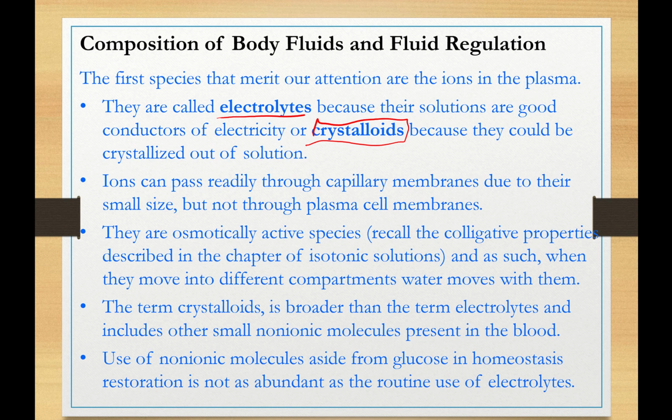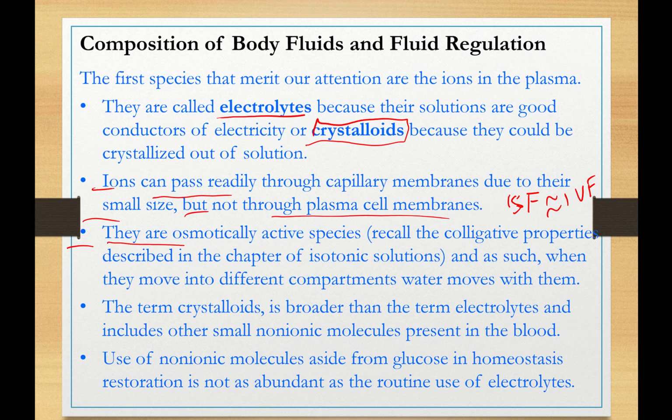Now, what are the properties of electrolytes? We are already familiar with some of them, but let's refresh our memory. So ions can pass readily through capillary membranes, and that includes the capillary endothelium of the blood, right? Due to their small size, but not through plasma protein membranes. So this is why the composition of interstitial fluid is similar to the composition of intravascular fluid, similar to the composition of blood with respect to electrolytes, okay?